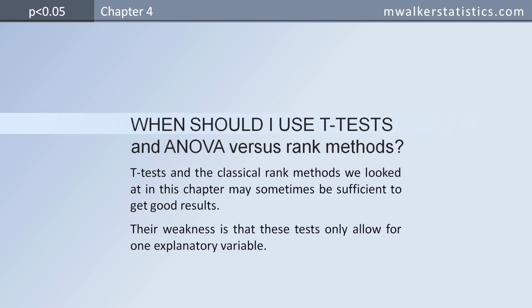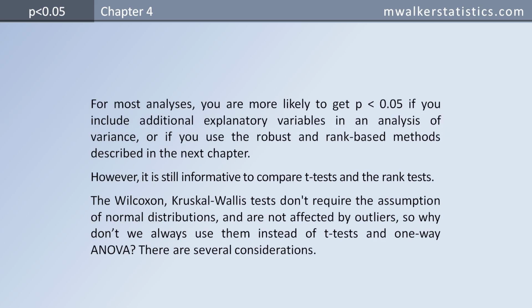When should I use t-tests and ANOVA versus rank methods? T-tests and the classical rank methods we looked at in this chapter may sometimes be sufficient to get good results. Their weakness is that these tests only allow for one explanatory variable. For most analyses, you are more likely to get p less than 0.05 if you include additional explanatory variables in an analysis of variance, or if you use the robust and rank-based methods described in the next chapter. However, it is still informative to compare t-tests and the rank tests.